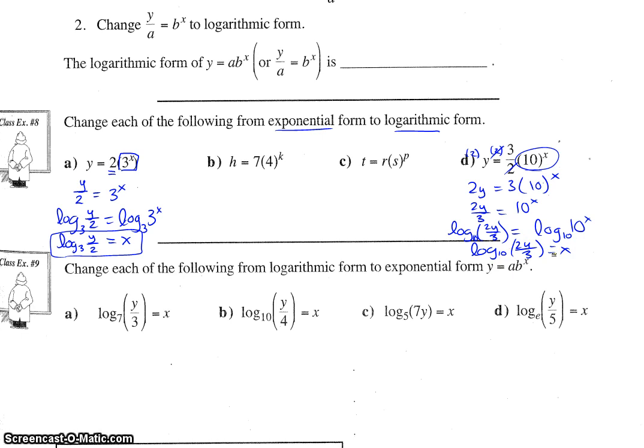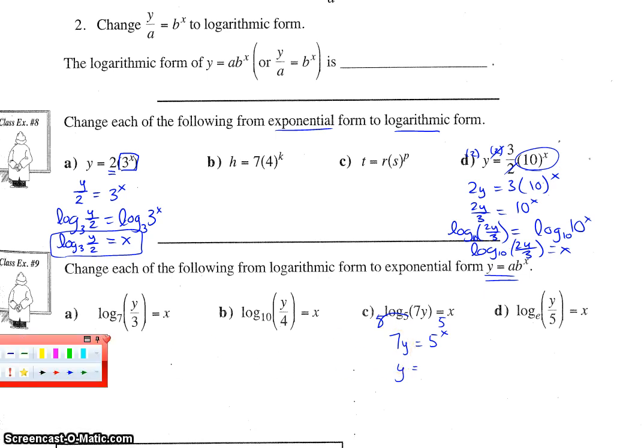Okay, example number 9. Change each of the following from log to exponent form. So, same idea. These ones are fairly straightforward. We'll maybe do the last two, C and D. We want to get rid of the log, so we are going to exponentiate both sides. And we have 7y equals 5 to the x. We're going to isolate y, because that's how they wanted it, by dividing both sides by 7.